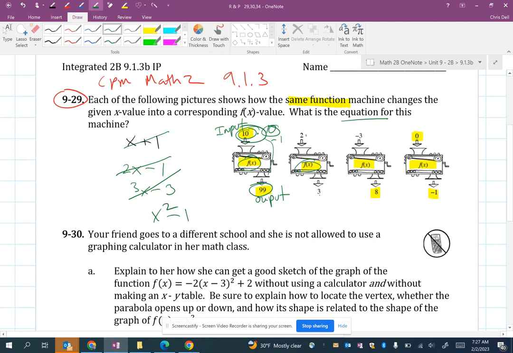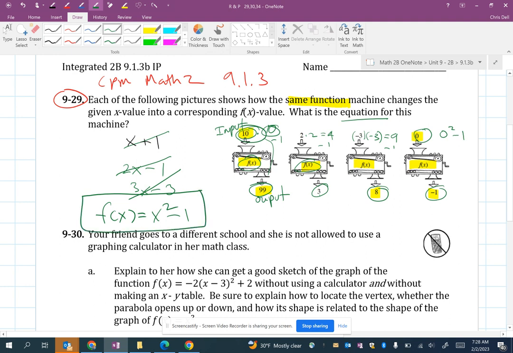Let's check this one. 2 squared, so 2 times 2 is equal to 4, and then -1. Oh, that worked. So let's check this one. If I square this one, multiplying by itself, you get 9, and then subtract 1, you get 8. Test the last one. 0 squared minus 1 would be -1. So I believe that's our function. So f of x is equal to x squared minus 1. So that's a process of just guess and check and playing with numbers until you come up with it.